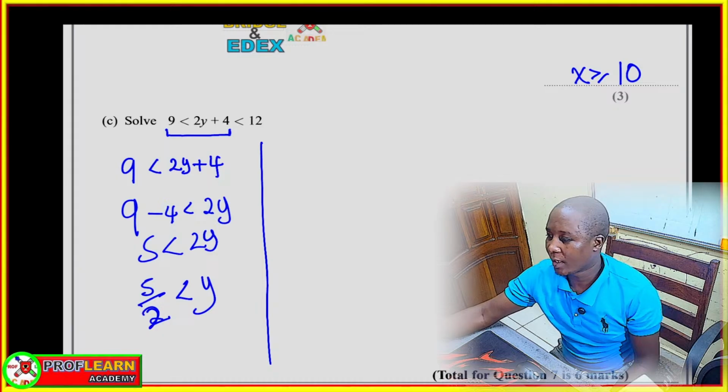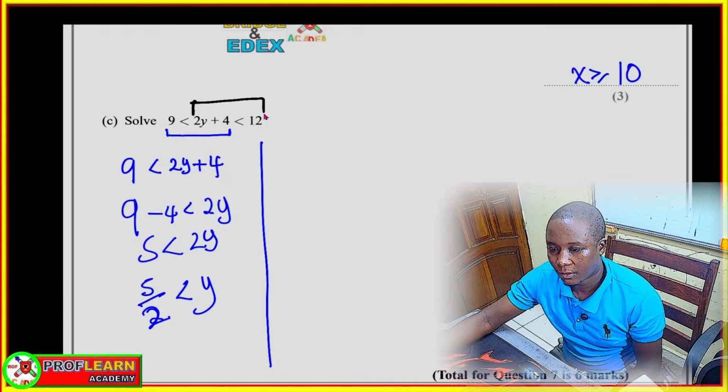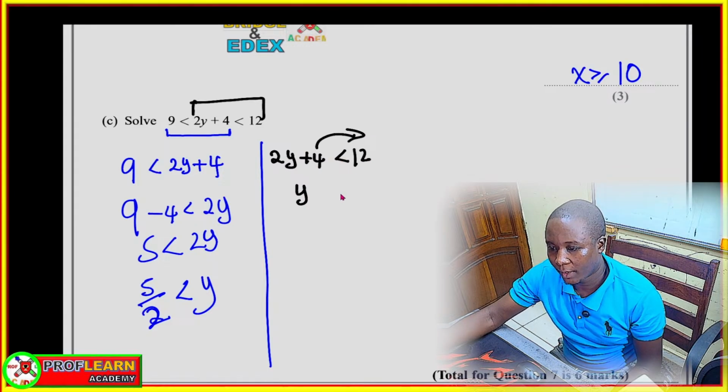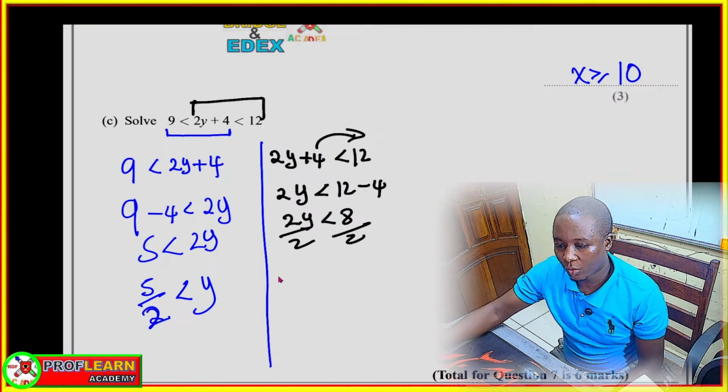We have worked out that part. The next part will be working on this part here, which is going to be 2y plus 4 less than 12. So we shall take 4 on the other side. We shall have 2y is less than 12 minus 4, and 2y is going to be basically less than 8. Divide by 2, divide by 2. So we shall have y is less than 4.